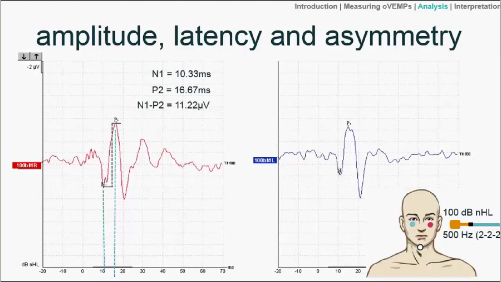Of course, we have peak-to-peak amplitude as well, and then there was the interaural asymmetry comparing left and right amplitudes. And here we have a 15% reduction in the size of the response on the left as compared with the right. So that covers amplitude, latency, and interaural asymmetry.